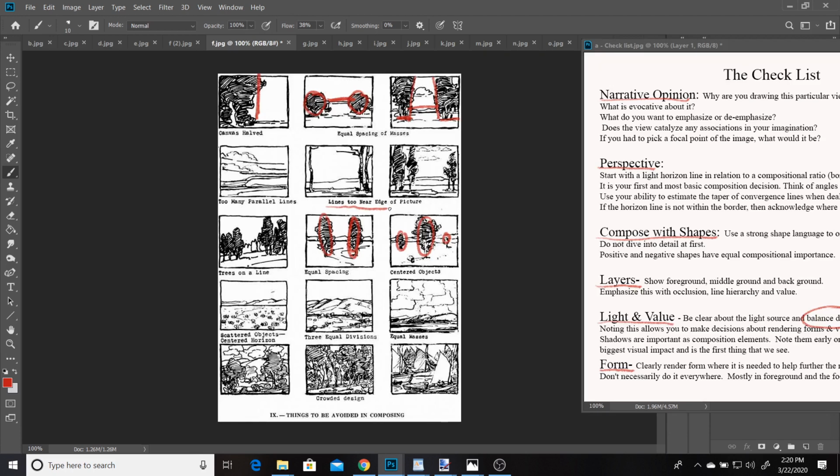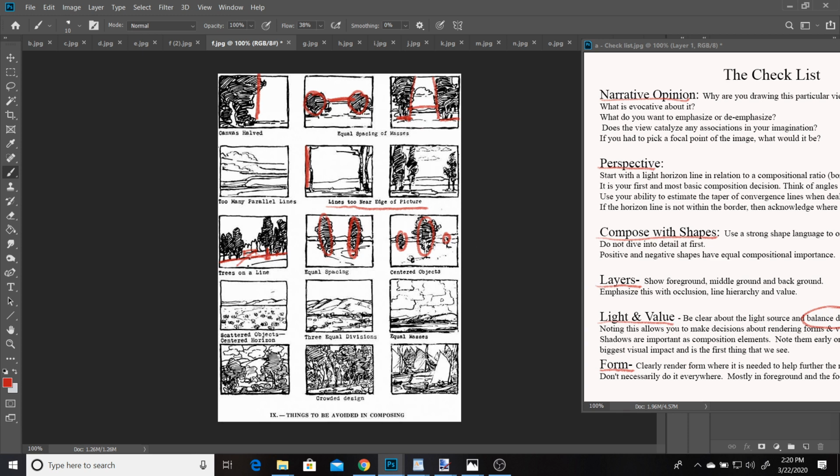It says lines too near edge of picture. Sometimes, yes, if you have something too close, it can be a little irritating. I don't mind doing that all the time, but there you go. Another, trees on a line. If you're doing trees and they're all on the same line, you're kind of losing your depth of field. So pull some trunks down a little bit further and farther, and that gives you back the feeling of space.